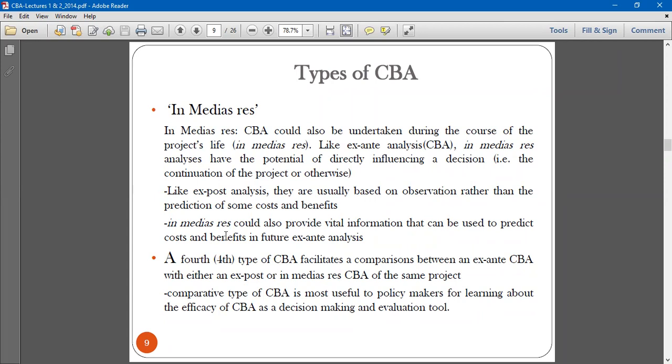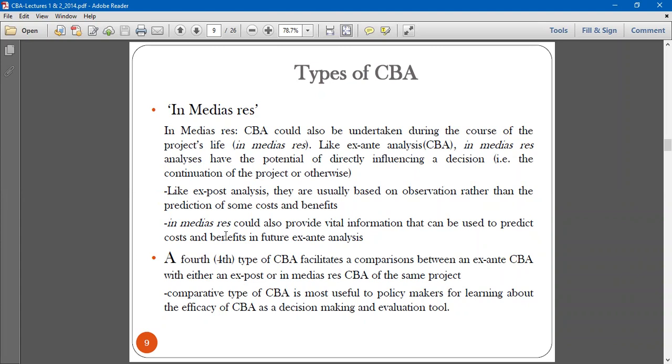So as the project is ongoing, then they will do this type of CBA. In medias res is Latin, it means in the middle of things. Okay, so we do it in the middle of the project, and because it is done during the course of the project, it has features of both ex-ante and ex-post. For ex-ante, we can use the in medias res to know whether we have to continue with the project or not. We have started though, but then we haven't finished yet.